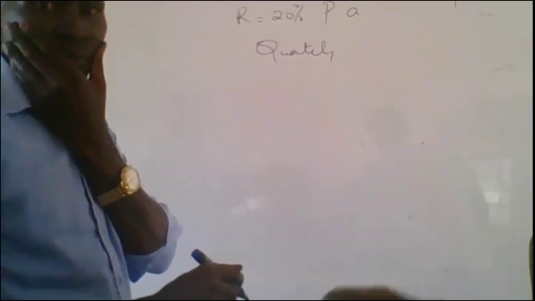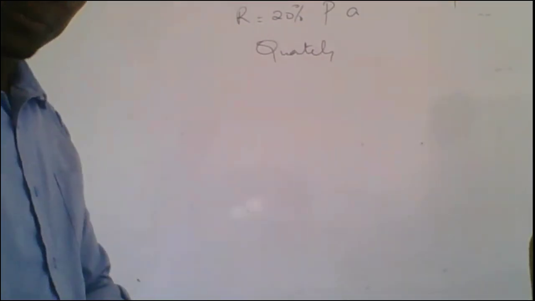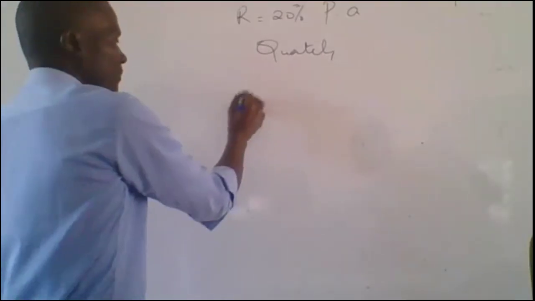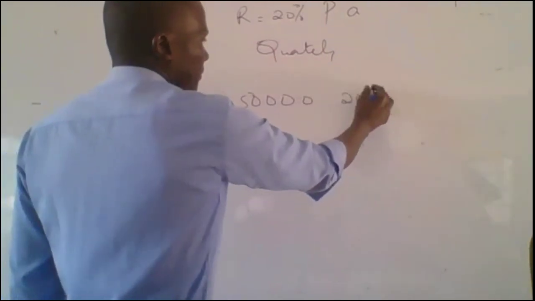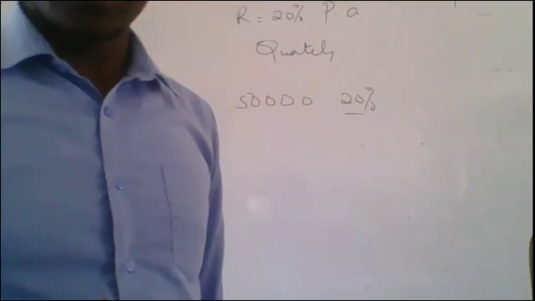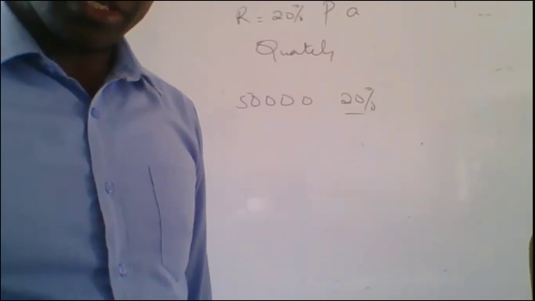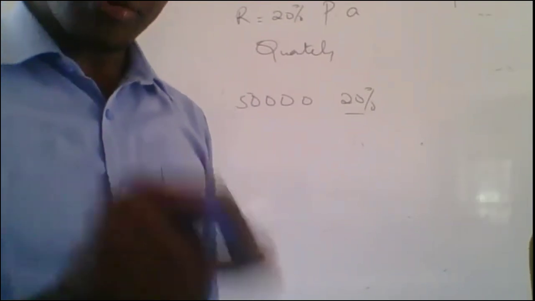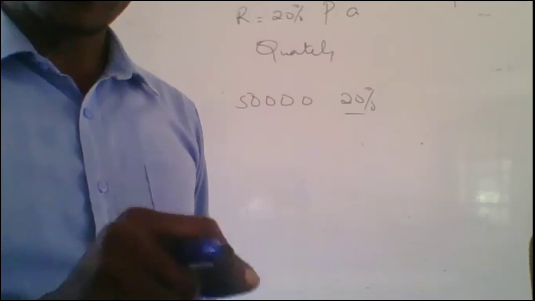Okay, so my question was, let's say we have 50,000 shillings compounded at the rate of 20% quarterly per annum. And then we have 50,000 compounded at the rate of 20% quarterly. No, that is a mix-up. We cannot tell you it is compounded quarterly per annum. That is a mix-up of the statement.